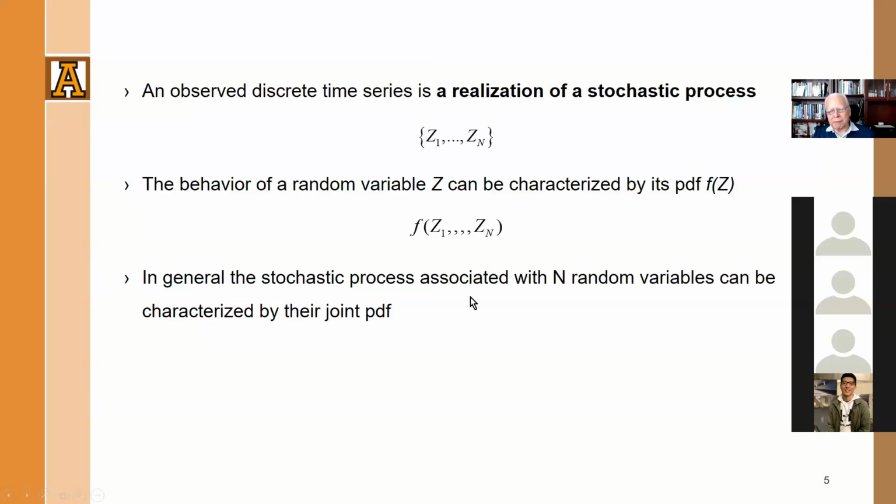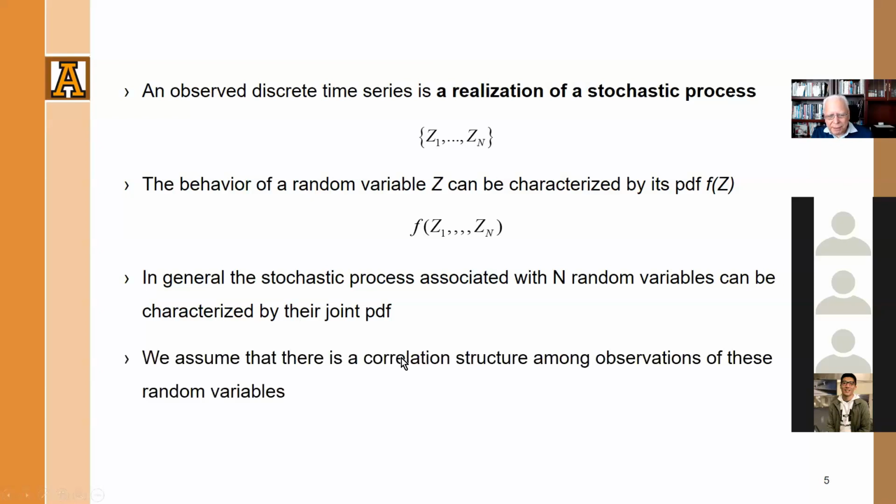Now, as you can see, finding the joint PDF of a bunch of random variables given a sample is not easy. It's not something that can be easily done, because in time series, we assume that there is correlation among the observations in these random variables.